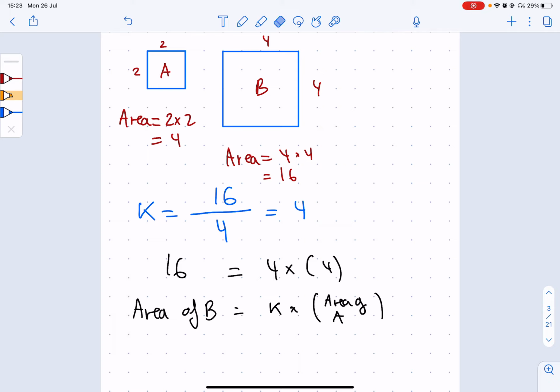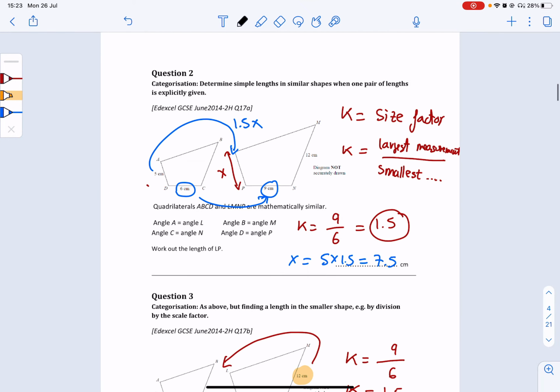So again, the area of B is equal to the area of A multiplied by the scale factor. Why? Because the area of B is 4 times bigger than the area of A. And in order to obtain the area of B from the area of A, you have to multiply the area of A by K, or the scale factor that you have calculated. I don't know if that made sense, because I know that I'm repeating a lot of words, but I just need to make sure that I'm emphasizing what I'm saying. So yes, please, if you don't get something, just drop me a message and I will explain it quickly.